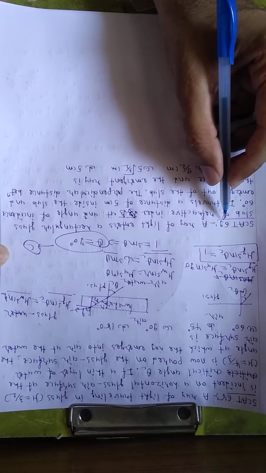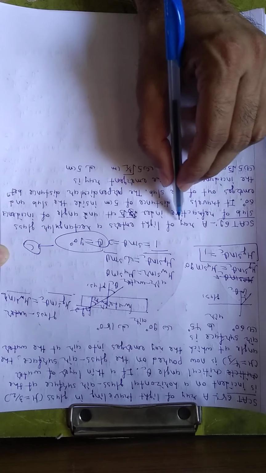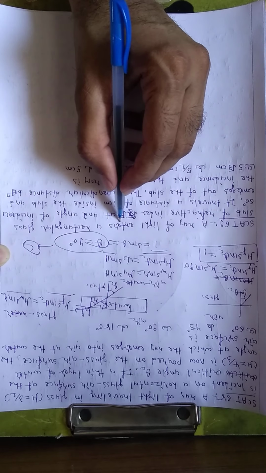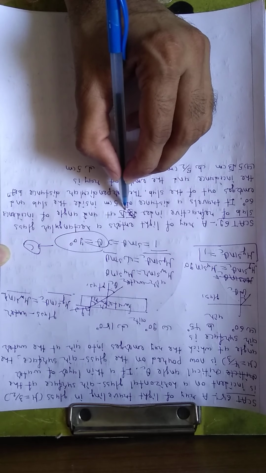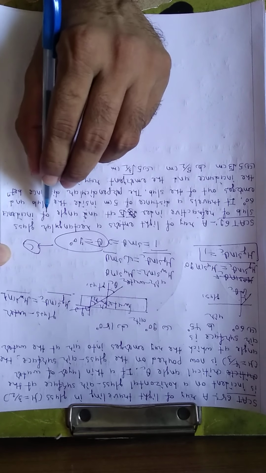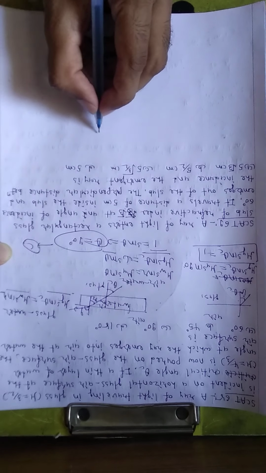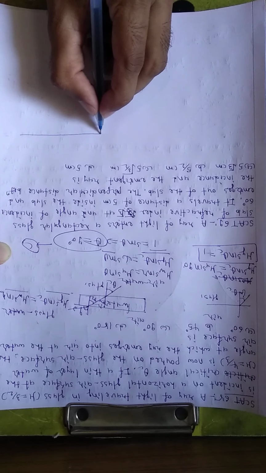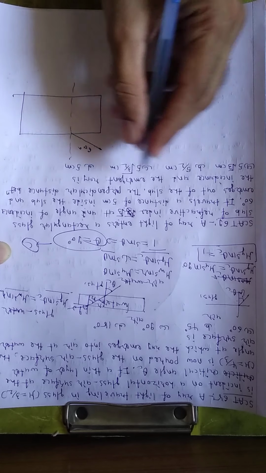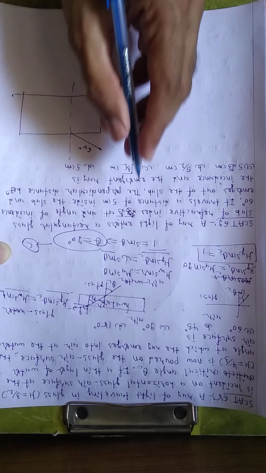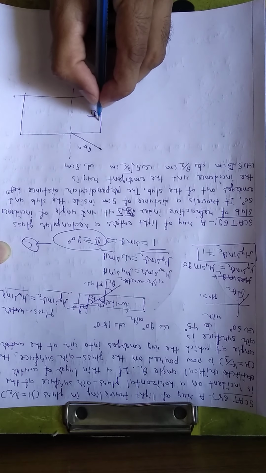Single correct answer type, question 69. A ray of light enters a rectangular glass slab of refractive index √3 at an angle of incidence of 60 degrees. This is the rectangular slab. This is the normal. This is the 60 degrees. The refractive index is √3.